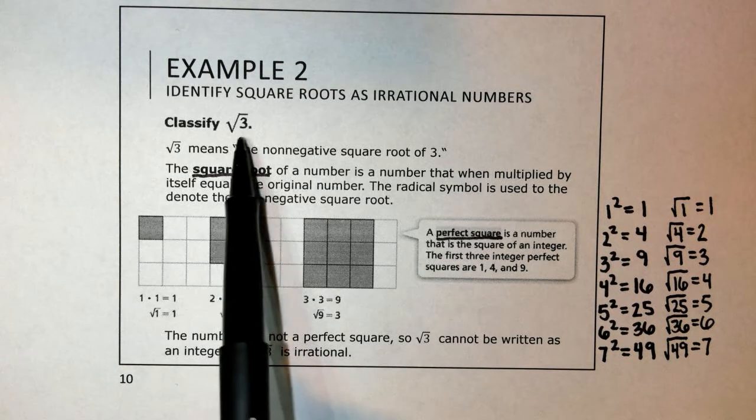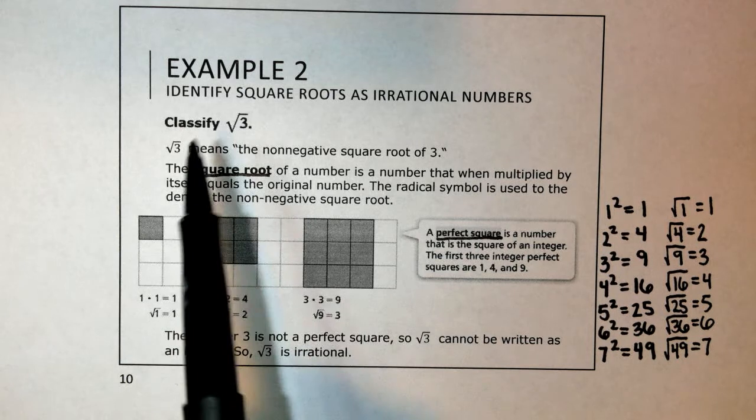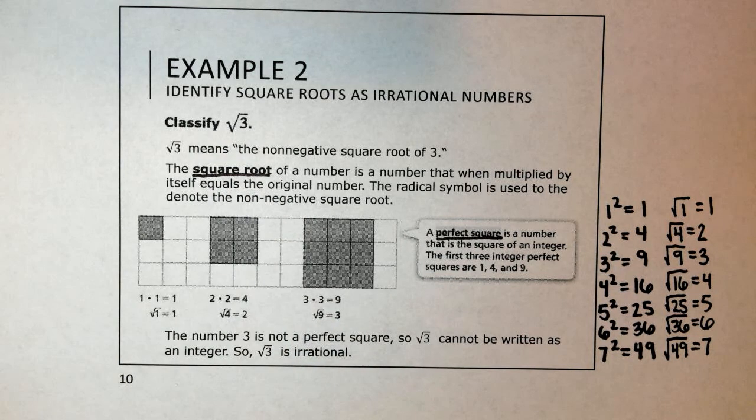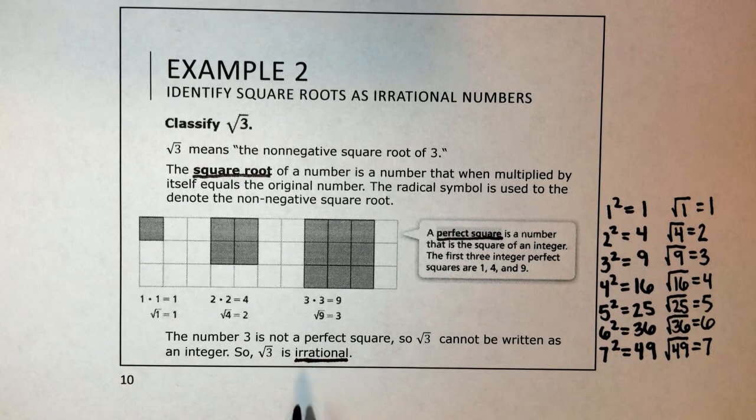So here, dealing with the square root of 3, 3 is not a perfect square. Since 3 is not a perfect square, you can't simplify it. And since we can't simplify it, that's going to mean it's irrational. If you can't simplify a square root because it's not a perfect square, it's going to be irrational. So that's something that you have to keep in mind: square roots that can't be simplified are irrational.